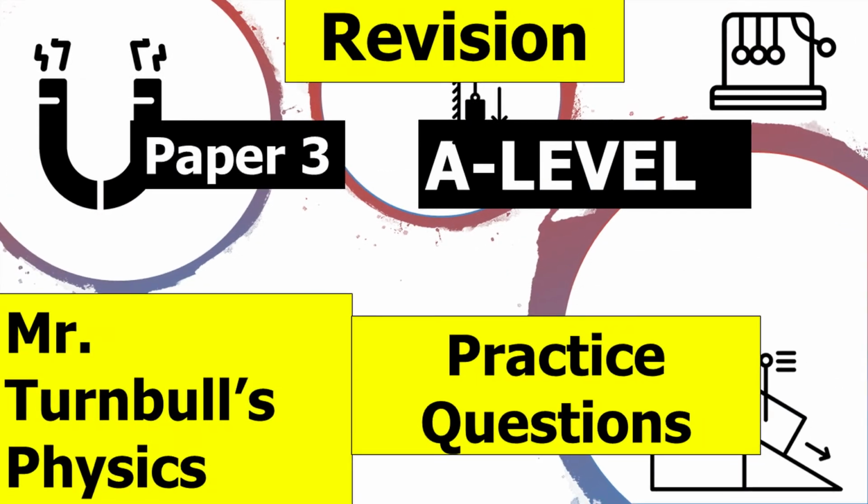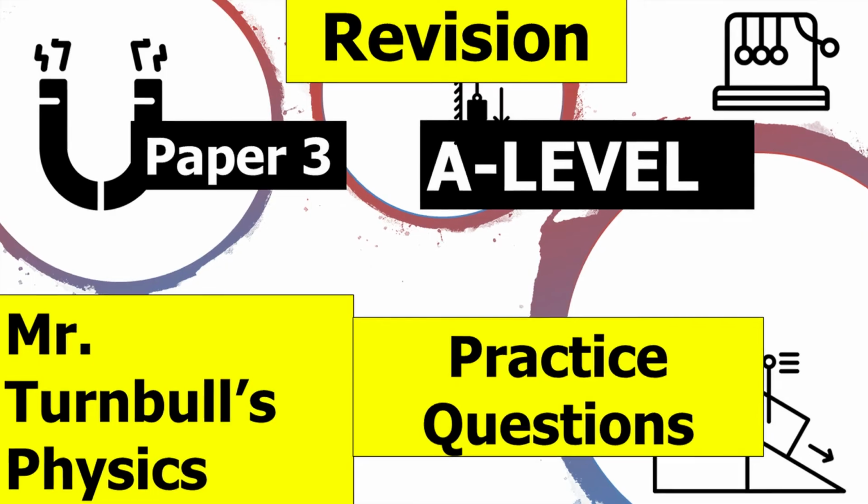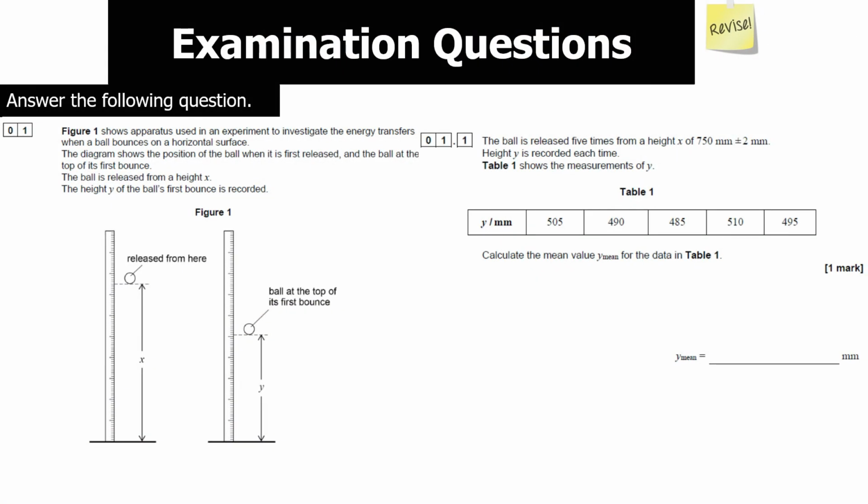So that brings us to the next question. Figure 1 shows apparatus used in an experiment to investigate the energy transfers when a ball bounces on a horizontal surface. The diagram shows the position of the ball when it's first released and the ball at the top of its first bounce. The ball is released from a height x and the height y of the ball's first bounce is recorded. The ball is released 5 times from a height x of 750 mm plus or minus 2 mm. Height y is recorded each time.